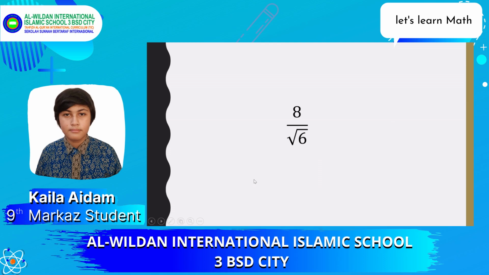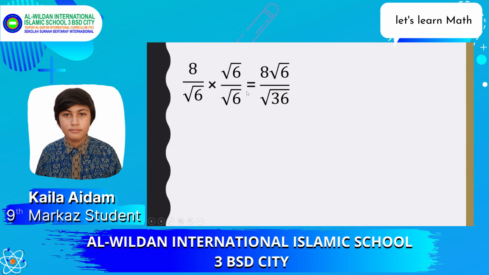Alright, another one. 8 divided by square root 6. It's the same as the problems before. All we need to do is multiply 8 divided by square root 6 by square root 6 divided by square root 6. 8 times square root 6 divided by square root 36 equals 8 times square root 6 divided by 6, or 4 divided by 3 times square root 6.